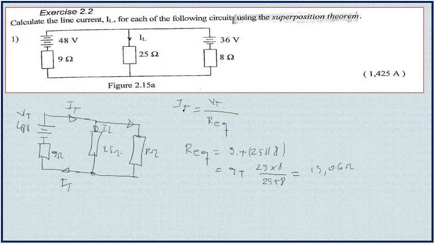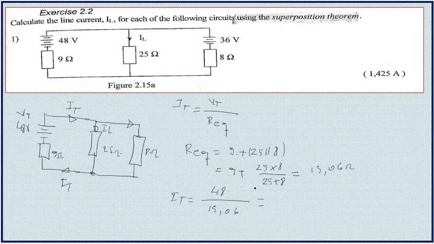Now to calculate the total current. The total current is given by the voltage divided by the equivalent resistance. We have the voltage, which is 48, and we divide by 15.06. So we get 3.187 amp. That is the total current.